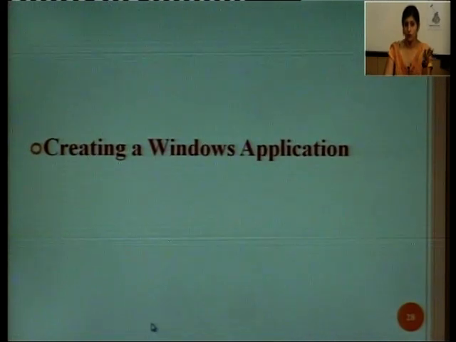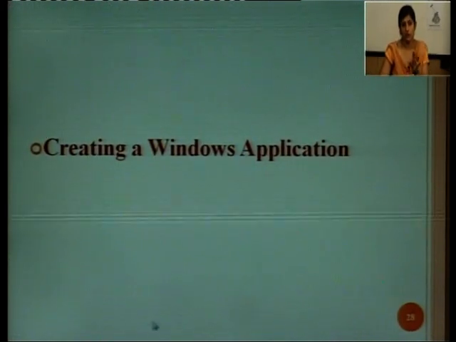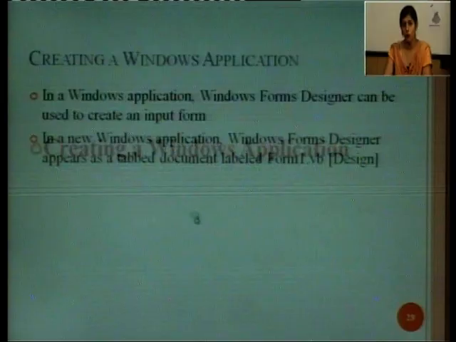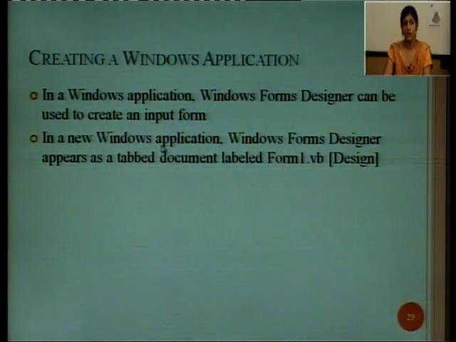Now, creating a Windows application. This was a console application. Now how to create a Windows application. In a Windows application, the Windows Forms Designer can be used to create an input form, and in a new Windows application, the Windows Forms Designer appears as a tabbed document labeled Form1.vb [Design].